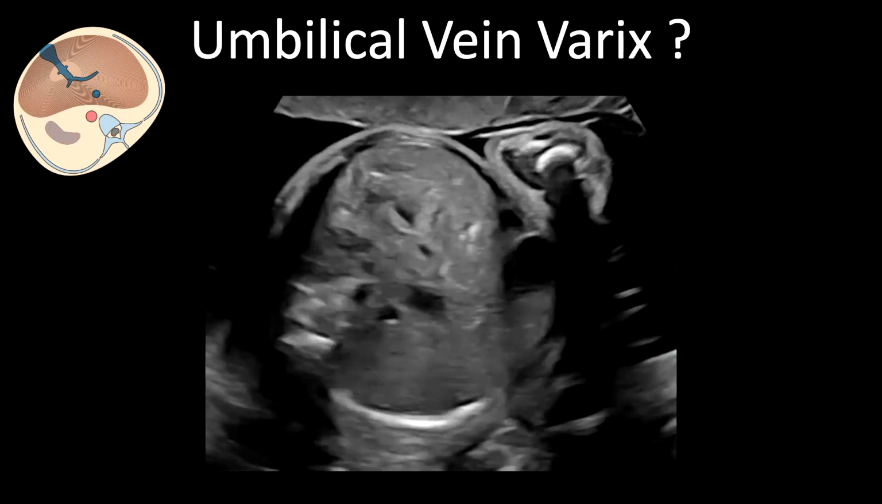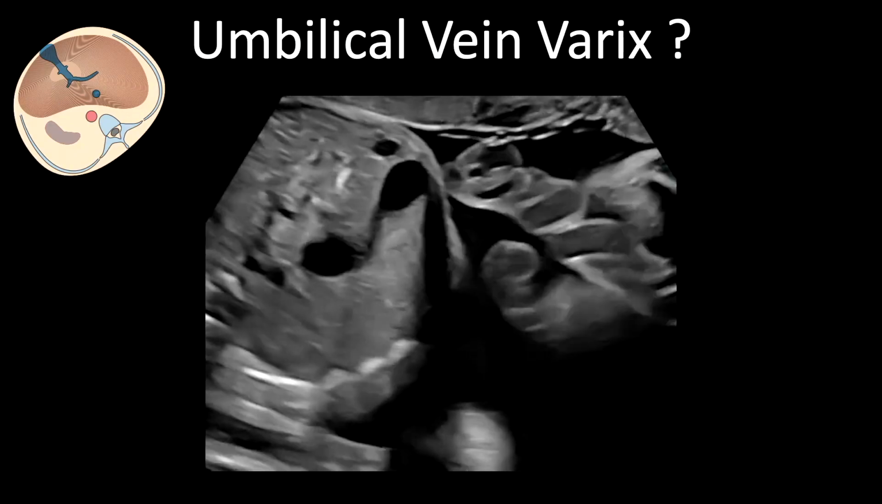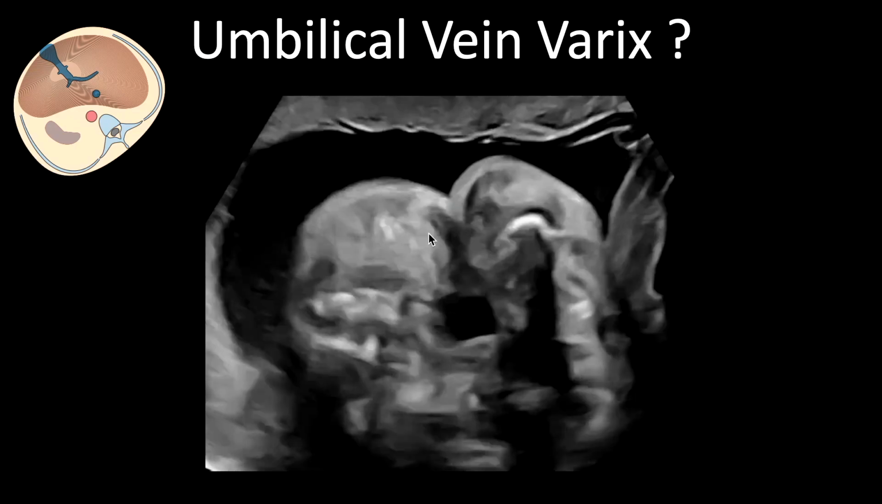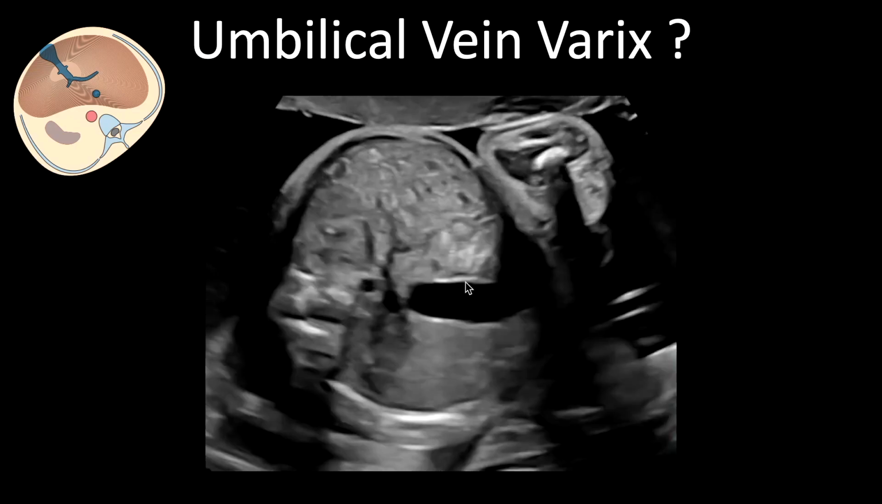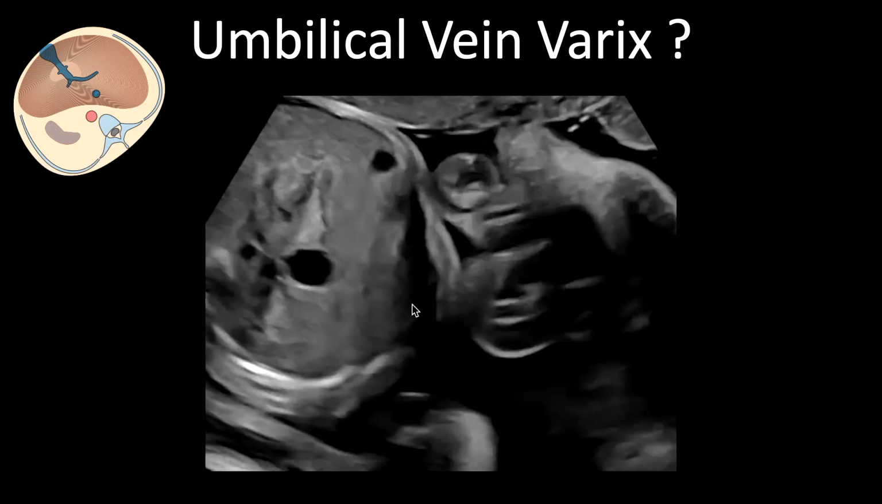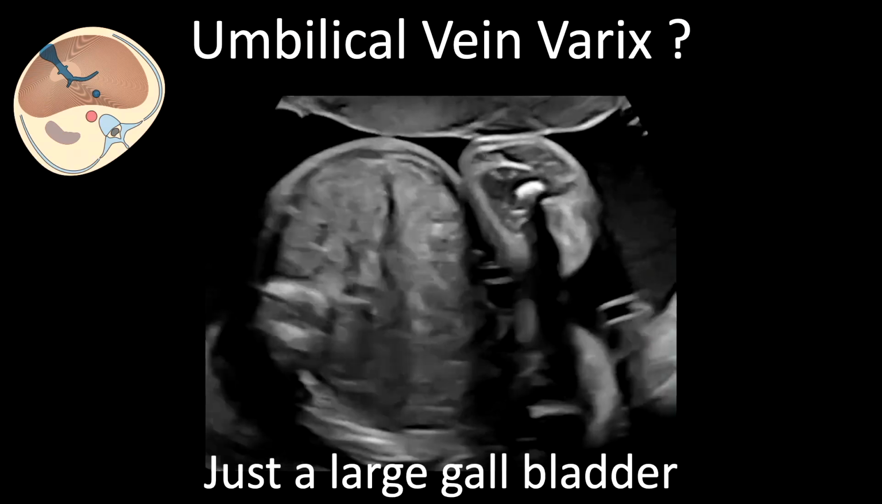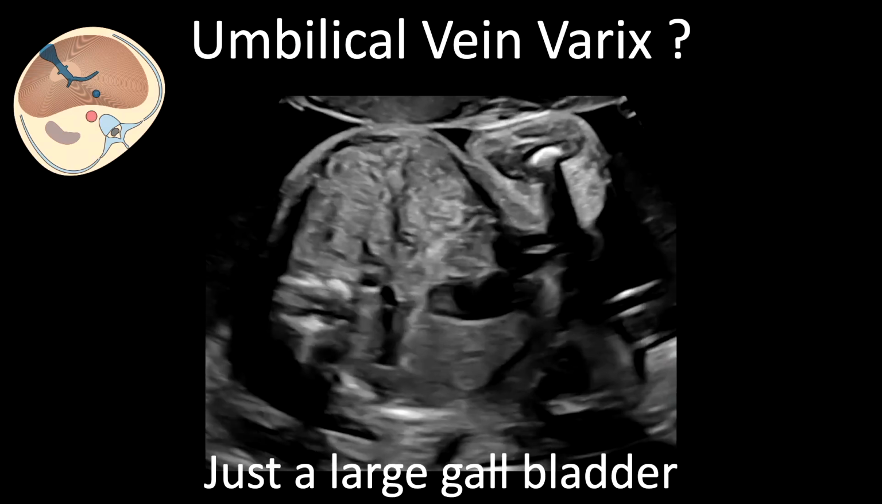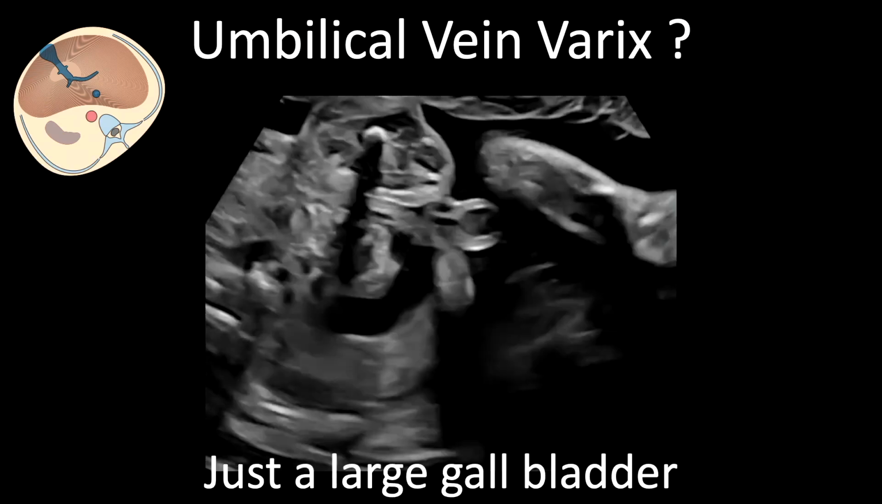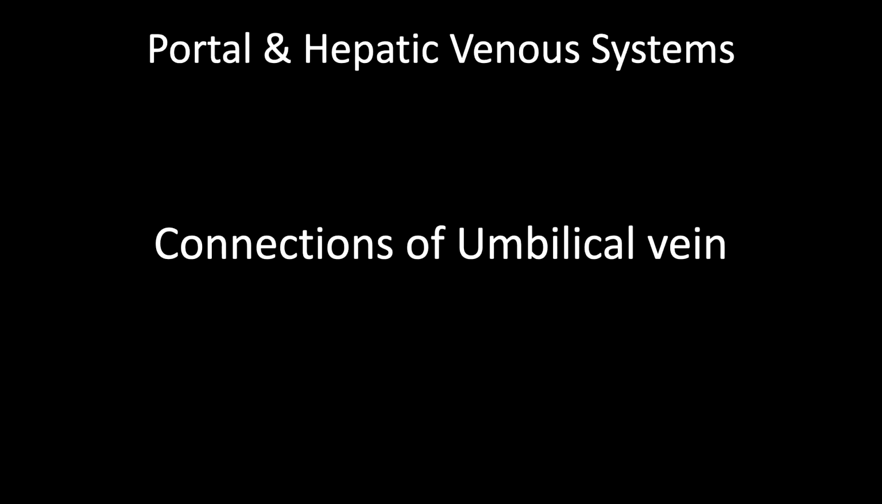If you look at this abdomen in grayscale, you see there's this mega cystic structure in here. Is this a varix? Color Doppler is really helpful because this is just a large gallbladder, a humongous gallbladder. Okay, so next, let me show you the important connections of the umbilical vein.